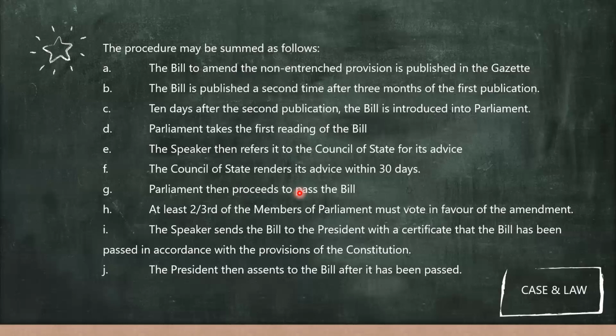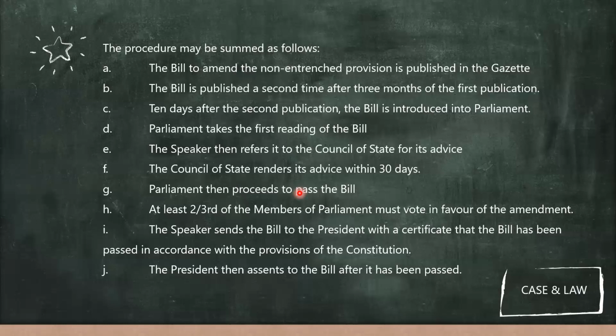But for entrenched provisions, it goes to the Council of State before it is published, and it is published once before it goes to Parliament for the reading. Same, the Council of State gives the advice in 30 days, then Parliament proceeds to pass the bill. In this, at least 2/3 of the members of Parliament. Then again, another difference. When you look at entrenched provisions, there must be a referendum where at least 40% of the registered voters must vote, and at least 75% of them must vote in favor.